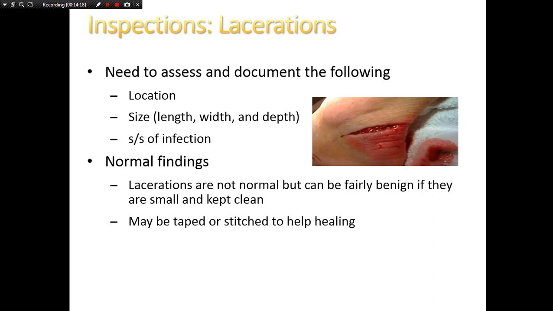Lacerations, as long as they're kind of clean, concise, and not deep, can be treated very easily. I think it's the ones that you worry about where they've been more traumatic wounds, like out in an open field, or a motor vehicle accident, where the laceration is not only deep, but it's dirty.